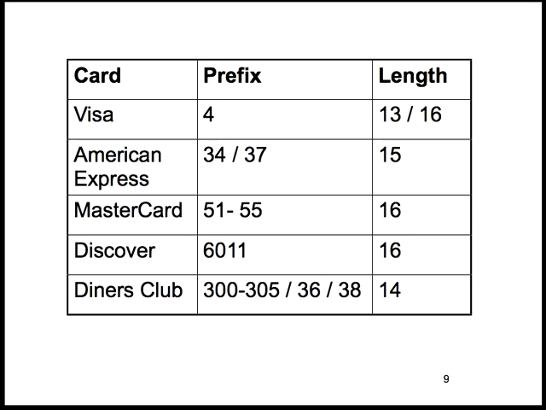MasterCards, 51, 52, 53, 54, 55, 16 digits. Discover, which is a little used American card. I don't think you'd see any of them here. 16 digits. And then Diners Club can be that range of numbers there as well. And they're all 14. So actually, from even looking at the start of the number, you could even tell what kind of a card it is.